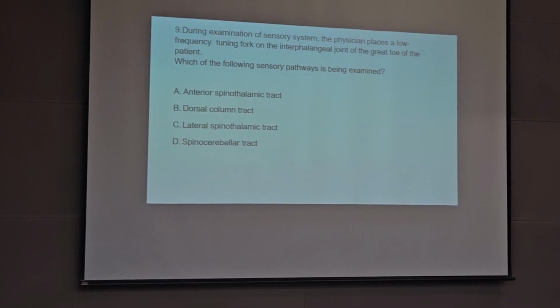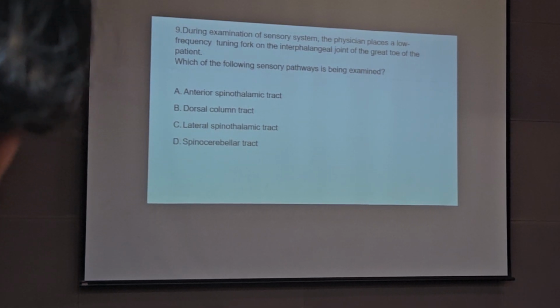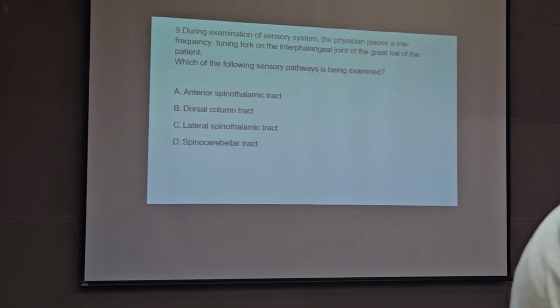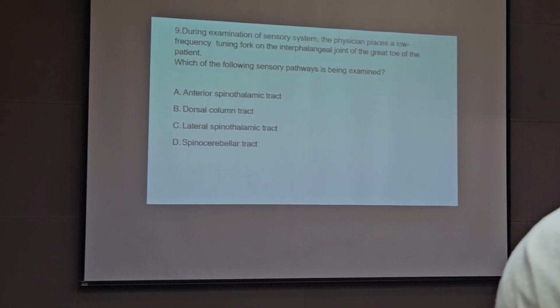So what type of sensation does the anterior spinothalamic tract carry? Anterior carries crude touch and pressure. Dorsal column tract carries vibration and proprioception. Lateral spinothalamic tract carries pain and temperature. Spinocerebellar carries proprioception but unconscious. This morning you learned that one.